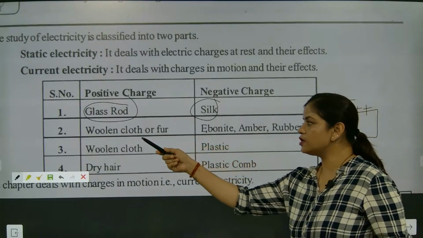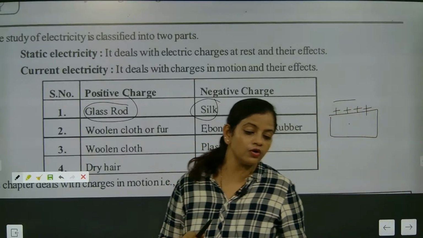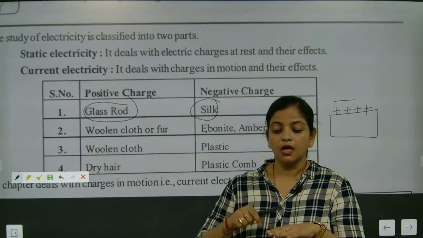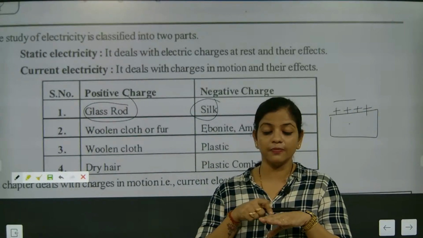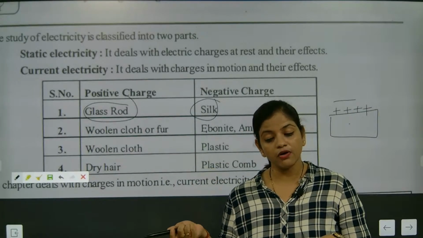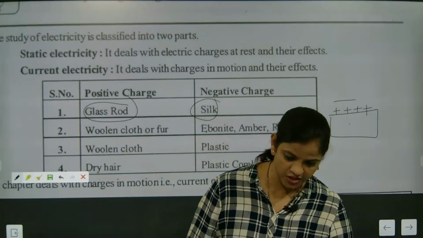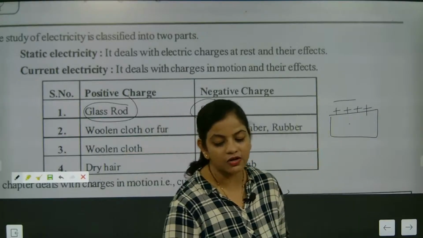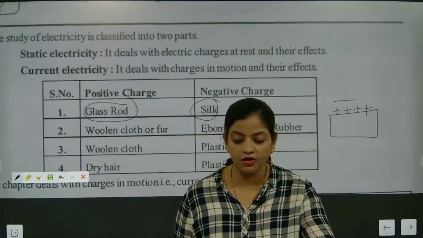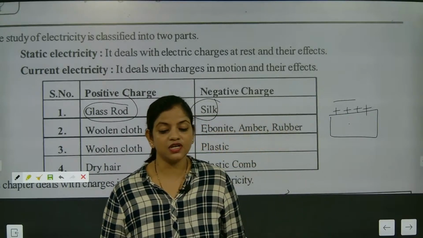So that means woolen cloth and ebonite rod. If you rub a woolen cloth on an ebonite rod, then the ebonite rod will have negative charge and the woolen cloth will have positive charge. Okay. So it's not that a rod will always acquire positive or negative charge. Okay.